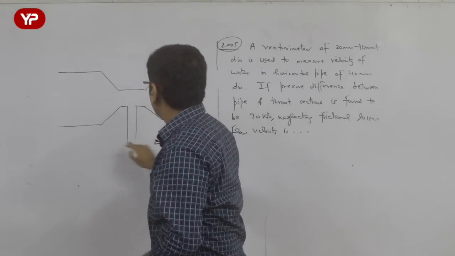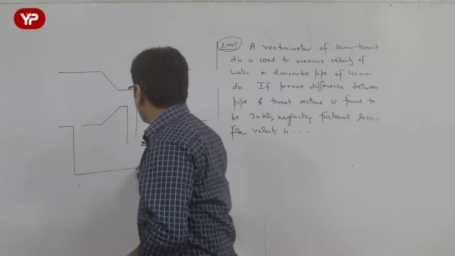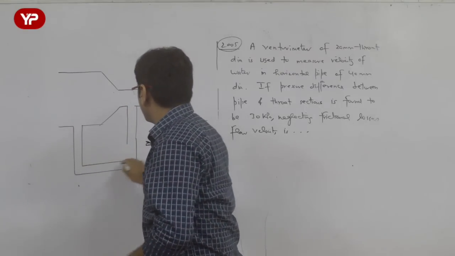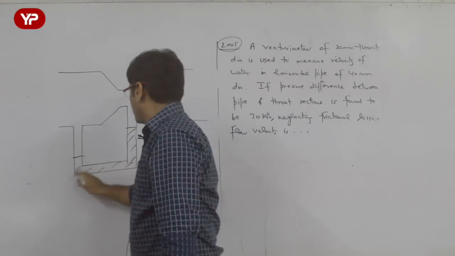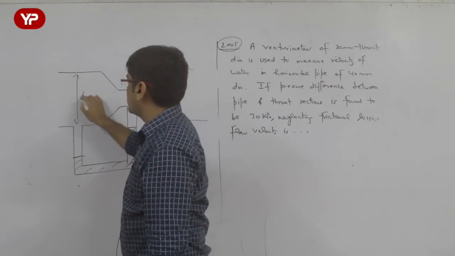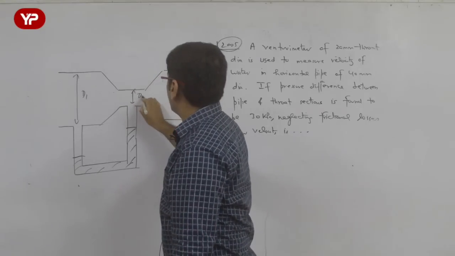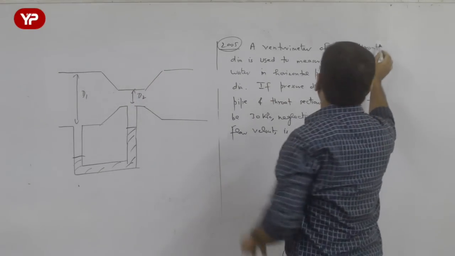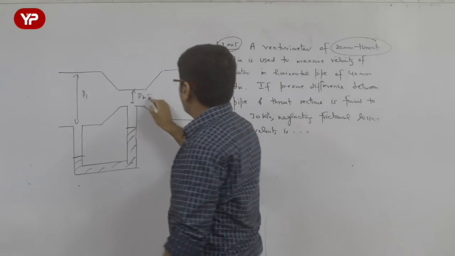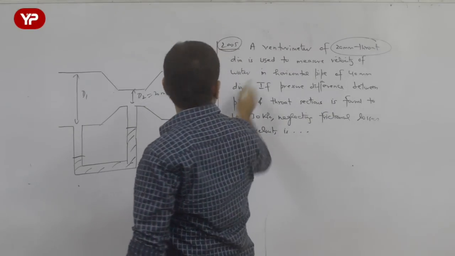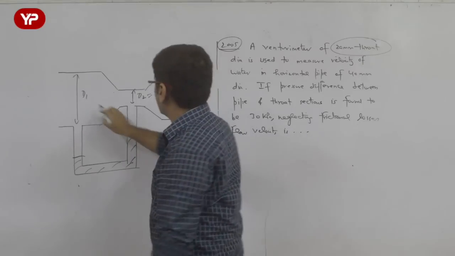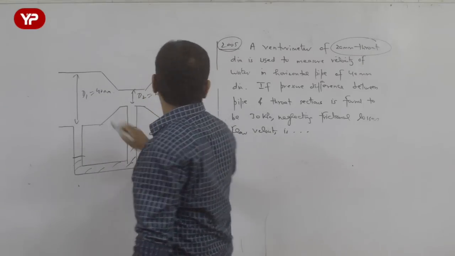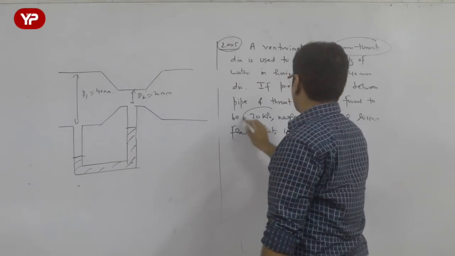He has already given you the pressure difference, so there is no need to go for the manometer, but let me make the diagram here again. This is the diagram given to me. He is giving you diameter of the pipe as D1, diameter of the throat as D2. Throat diameter is 20 mm and pipe diameter is given as 40 mm. This is given to us, and pressure difference is given as 30 kPa.